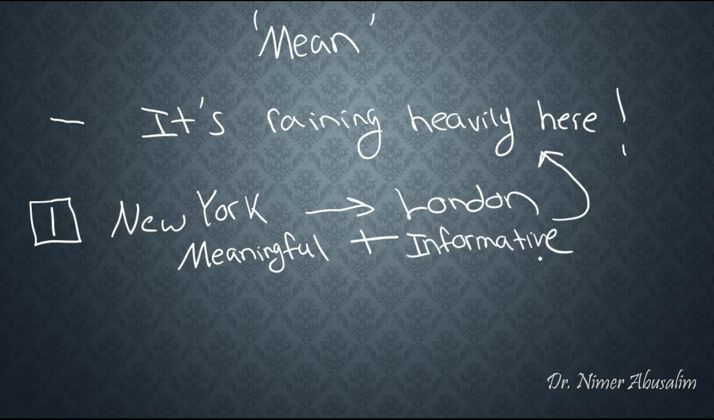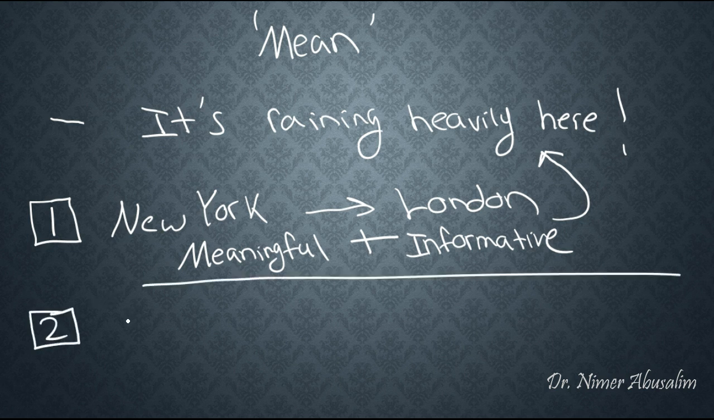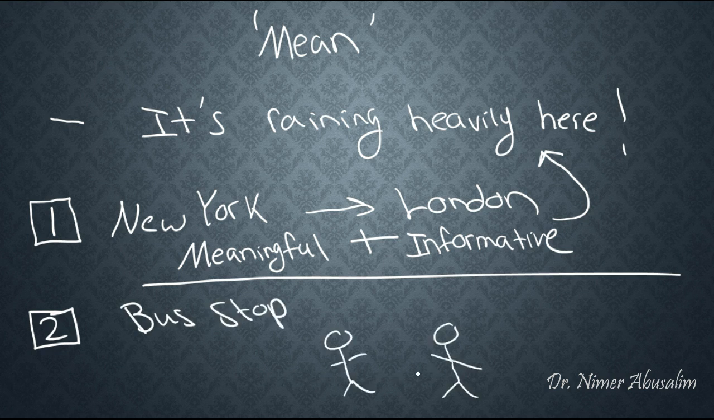If a sentence is informative, that means it provides the listener with new information that the listener did not know of before. In this case, the guy from London provided us with new information about the weather in London that the person in New York did not know about. But imagine a second scenario. Now in this second scenario, you're at a bus stop. So there are two people standing here at the bus stop, patiently waiting for the bus. All of a sudden, one person looks at the other and says, it's raining heavily here.